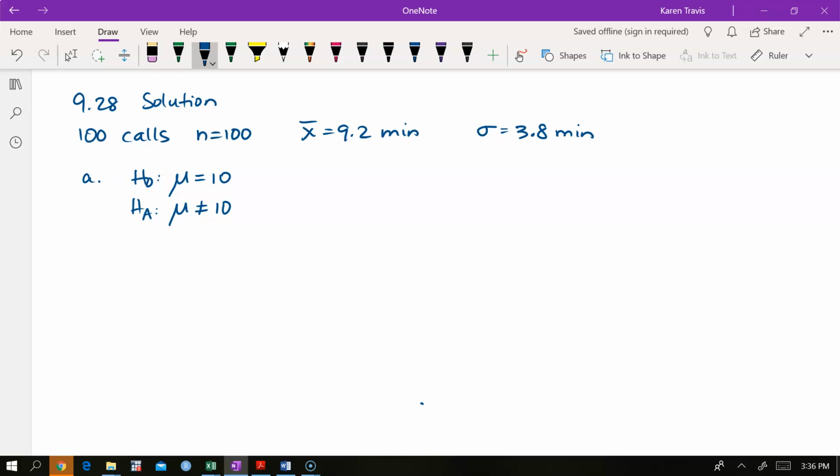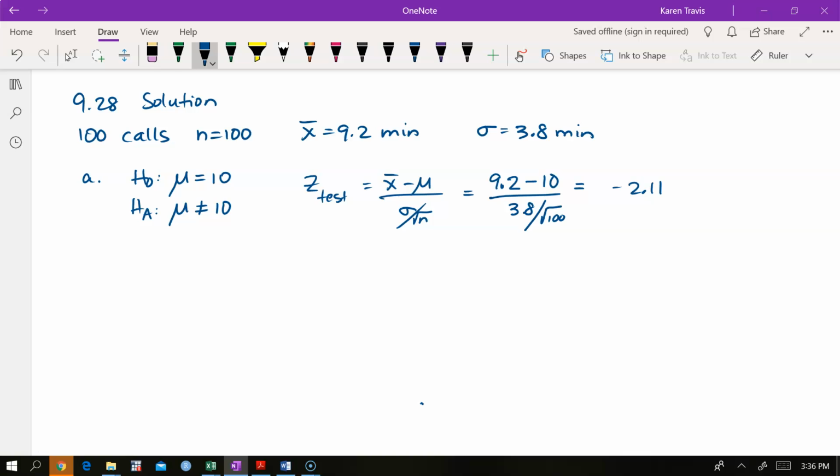So now we're trying to find the p-value. So first step is find the z-test. We're using z because the population standard deviation is known. So X bar came from the sample is 9.2. Mu comes from the hypothesis is 10. Sigma is 3.8 minutes over square root of 100. And we get our z-test equal to negative 2.11. So this was part of what we worked on in class.